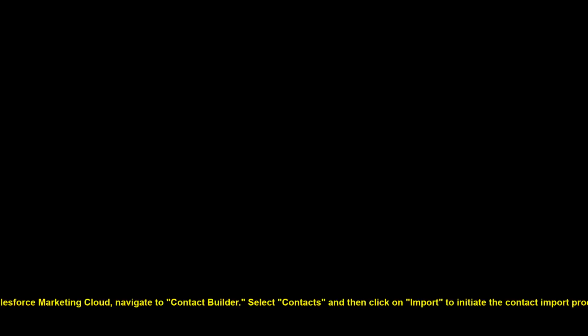In Salesforce Marketing Cloud, navigate to Contact Builder. Select Contacts and then click on Import to initiate the contact import. Choose your CRM connections as the source for the contacts. Map the fields from your CRM to the corresponding fields in Salesforce Marketing Cloud.